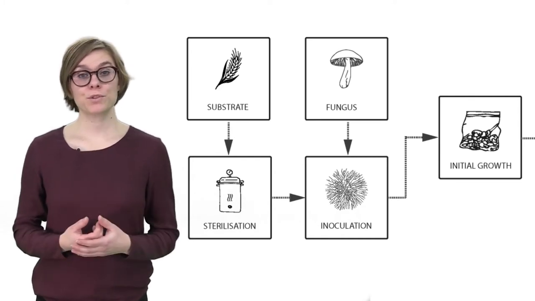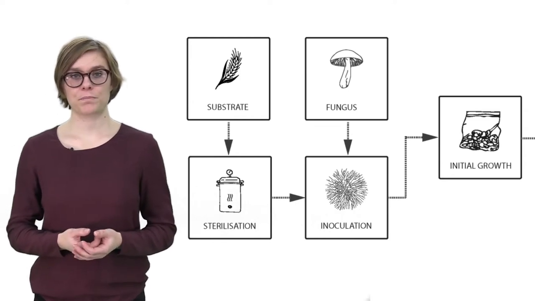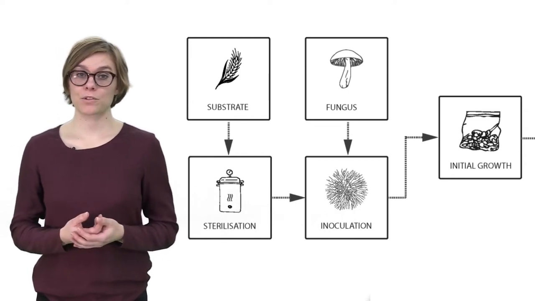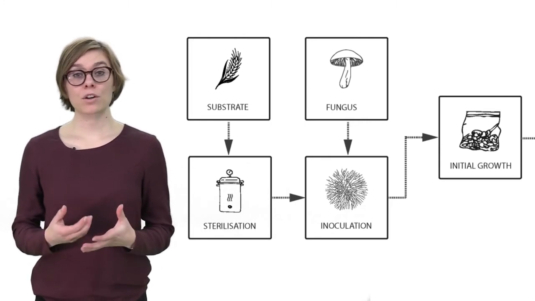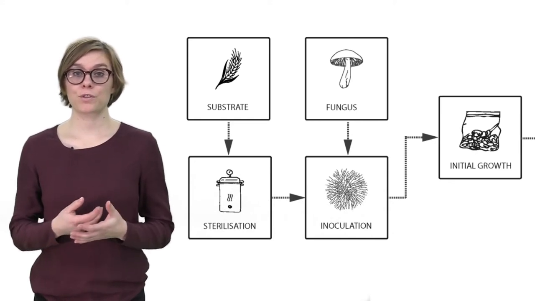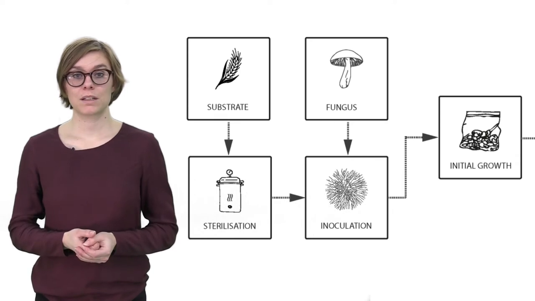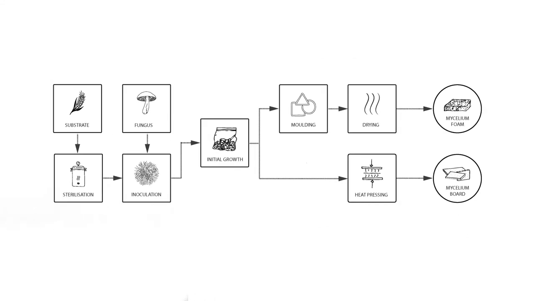The process for producing a mycelium-based composite includes the following steps. First, we have the fibers, which need to be sterilized. After that, we inoculate the material with mycelium. This allows the first growing process. After this process, you can either mold the sample and dry it, or heat press the material. We are now going to show you a video in which you can see how a mycelium biocomposite is made.